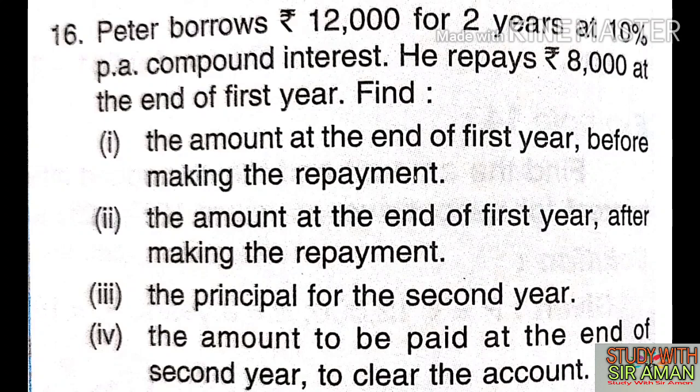Check question number 16, important question. Peter borrows 12,000 for 2 years at 10% per annum compound interest. Principal 12,000, time 2 years, rate 10%.